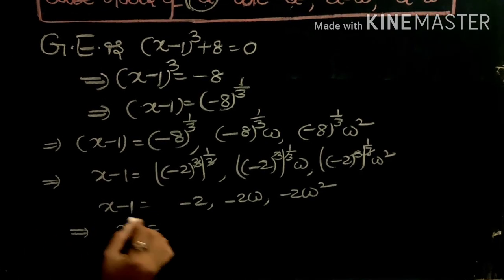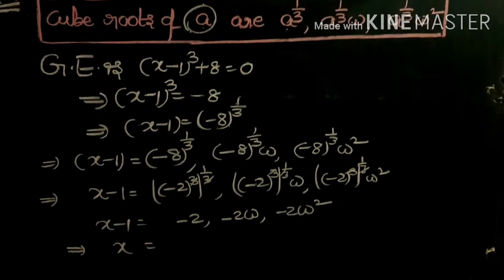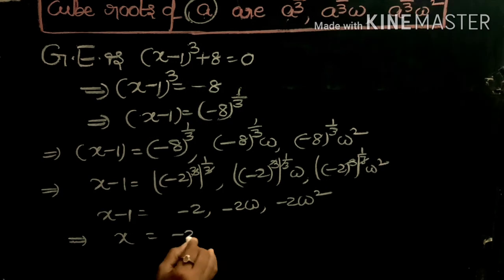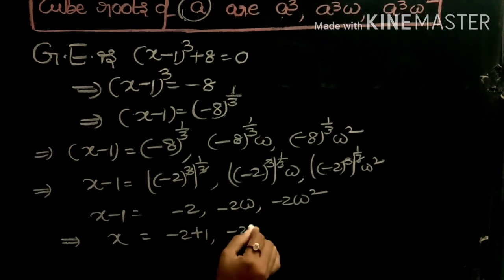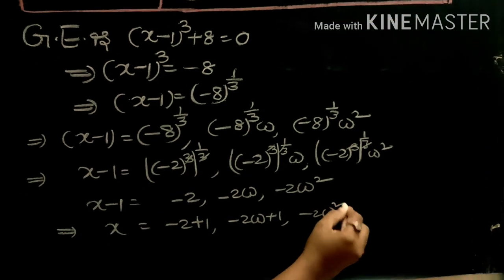But we want the value of x only. Find the roots of this equation. That means we want the value of x here. So adding 1 to this equation, we get x is equal to minus 2 plus 1, minus 2 omega plus 1, minus 2 omega square plus 1.